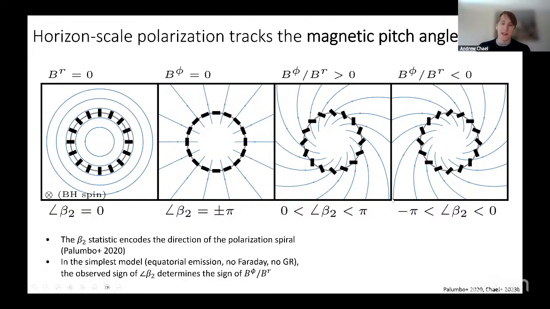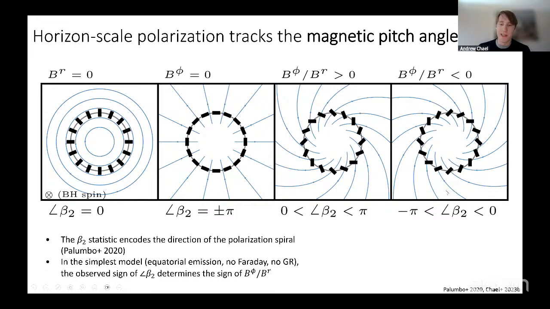And stepping back for a second, if we ignore all the details of the complicated physics between the observer and the source, the curved space-time and rotation through Faraday rotation through the plasma, we can connect this directly to the pitch angle of the magnetic field. The polarization is emitted perpendicular to the magnetic field. And so just backing that out, observing a right-handed polarization spiral like this should tell us that the toroidal field is negative relative to the radial field, and vice versa for the case in this panel. Again, with the coordinate axis being into the plane of the sky here.